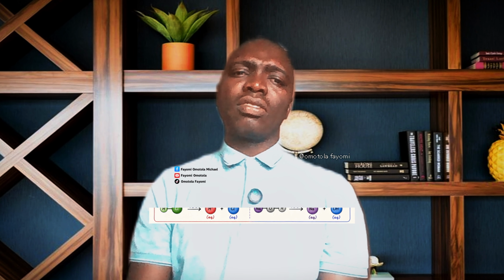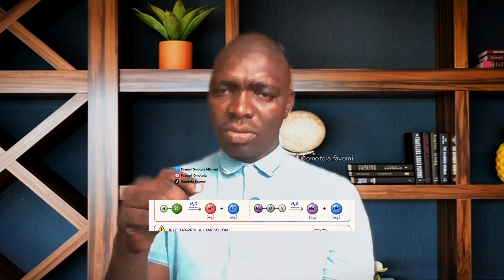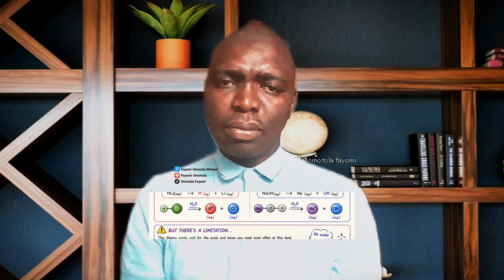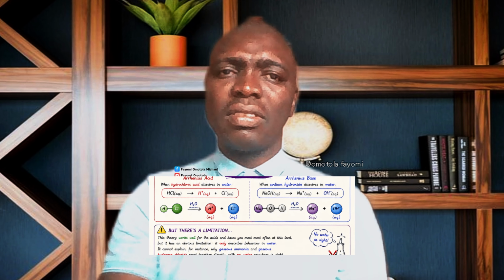Looking at sodium hydroxide here, when sodium hydroxide dissolves in water, it separates into sodium ion and hydroxide ion. The equation is NaOH → Na+ + OH-. Those hydroxide ions are responsible for the alkaline properties of the solution. They make the solution feel slippery, turn red litmus paper blue, and neutralize acids. According to Arrhenius, any substance that releases hydroxide ions in water is classified as a base.